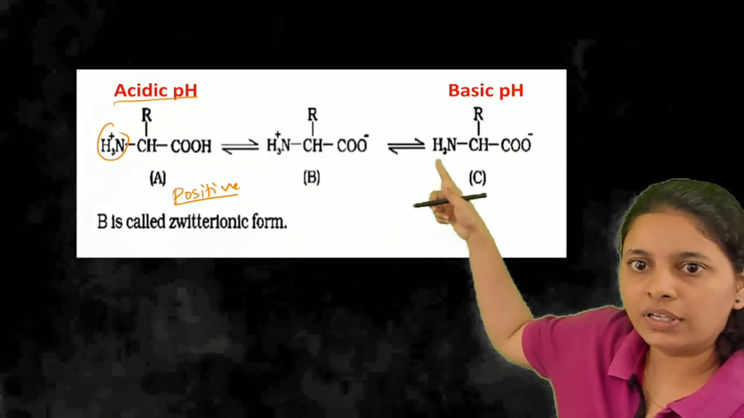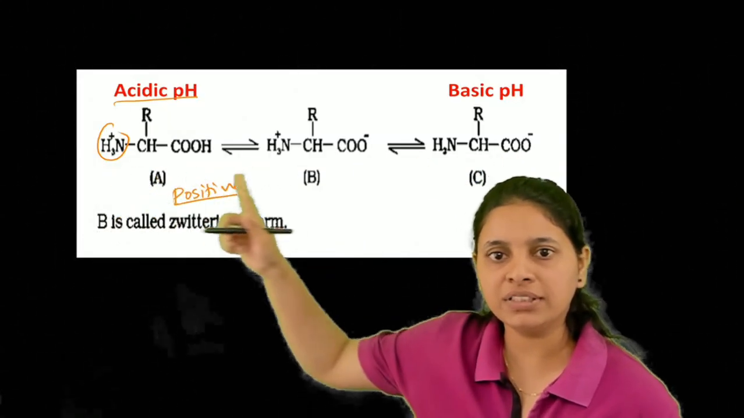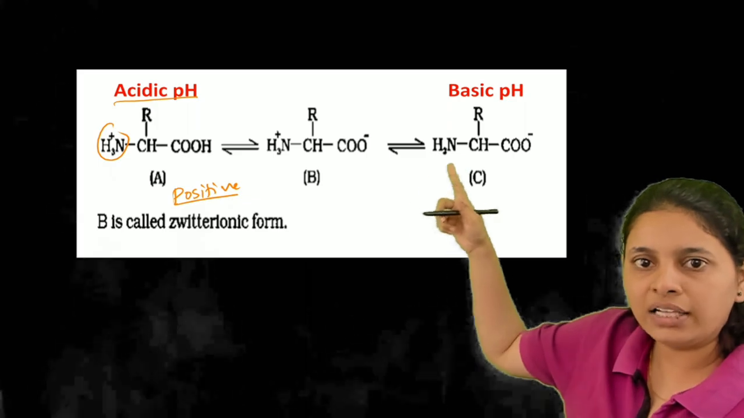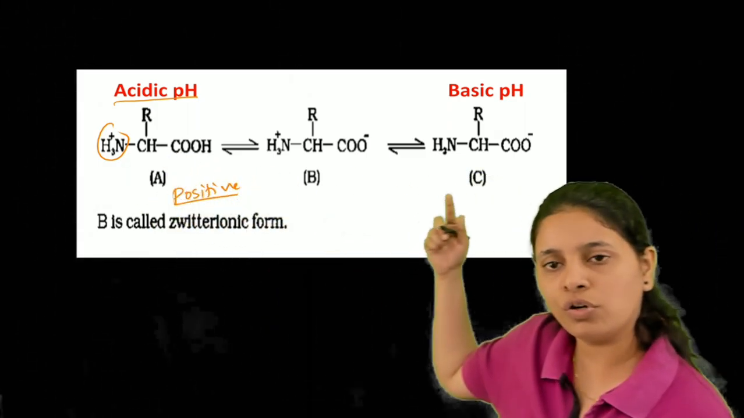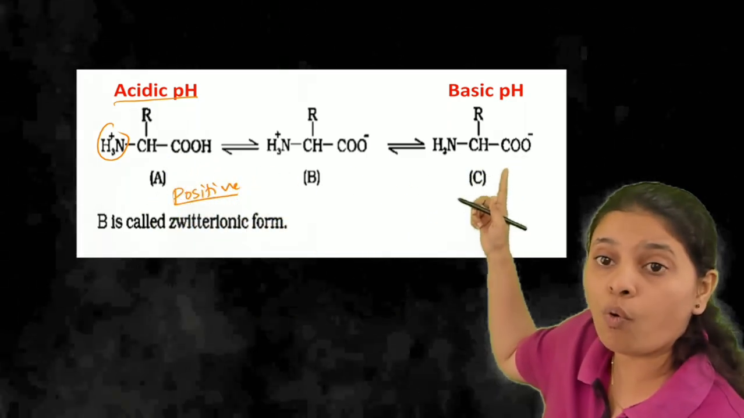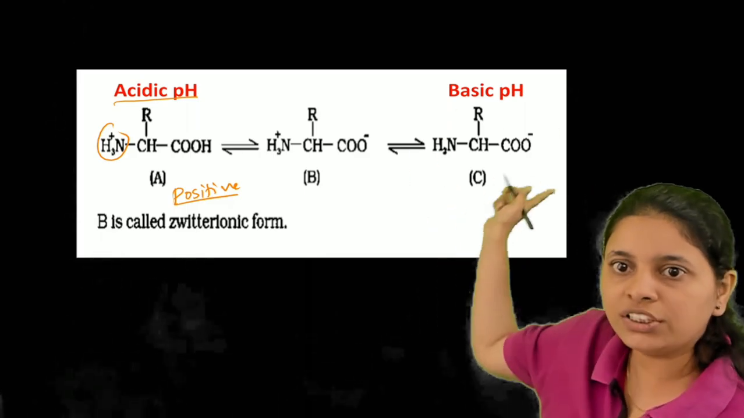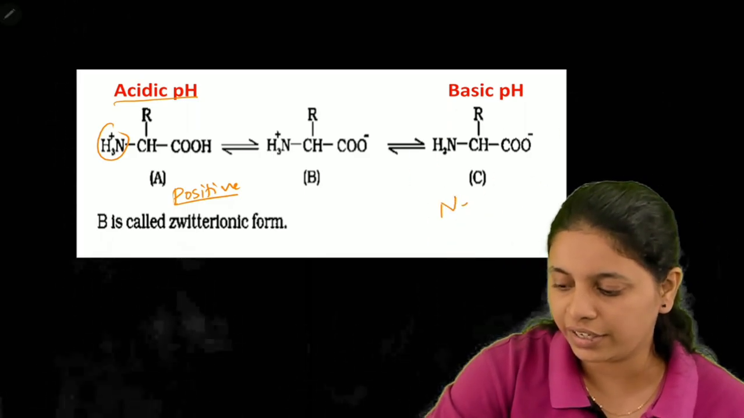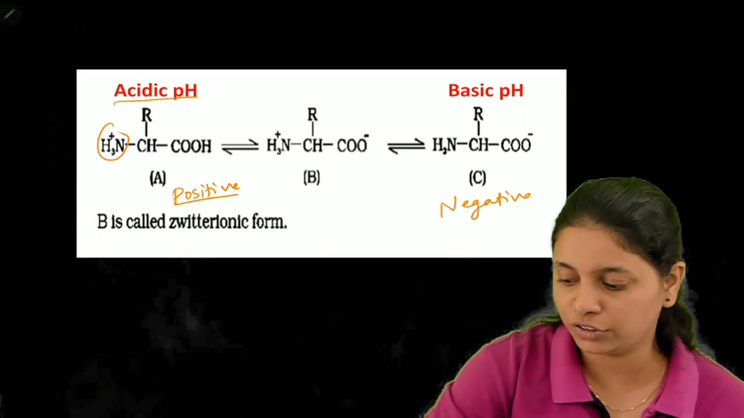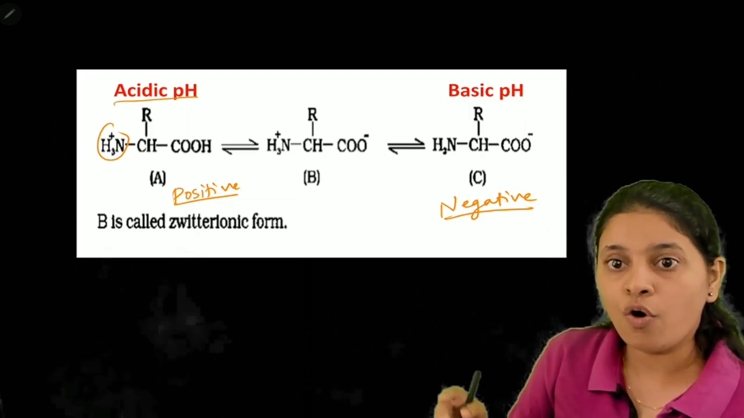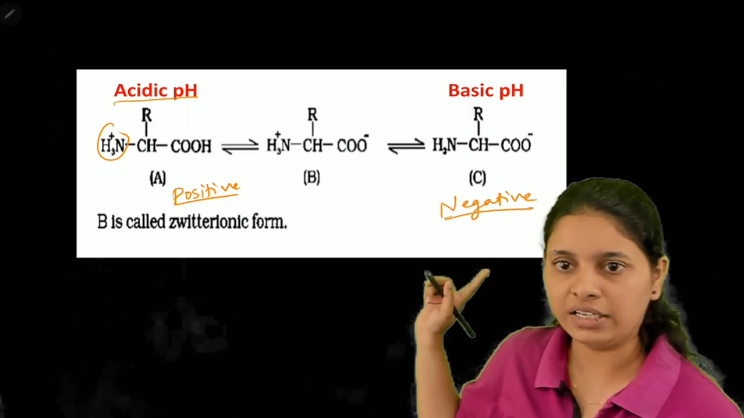Also, means instead of NH3 plus, here you are having NH2. And this COOH has also lost the proton and here you are having COO minus. So overall charge over here is negative. So in basic pH or alkaline pH, the charge, overall charge on amino acid is negative.